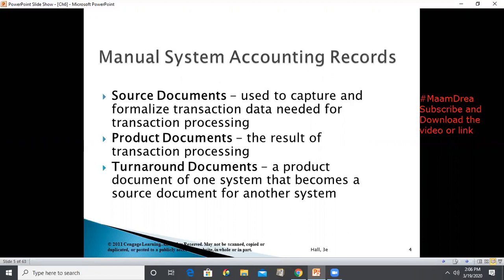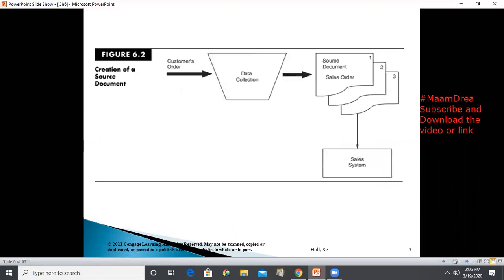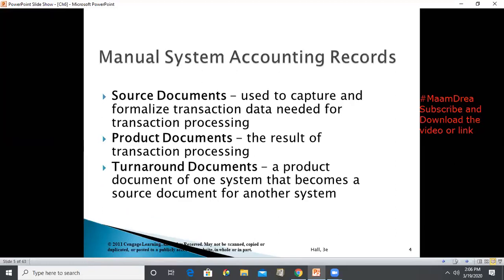A manual system of accounting records. We discussed accounting records being used in transaction cycles like our expenditures cycle, revenue cycle, and conversion cycle. We go over the manual system source documents, our traditional records like the journals, documents, and ledgers.